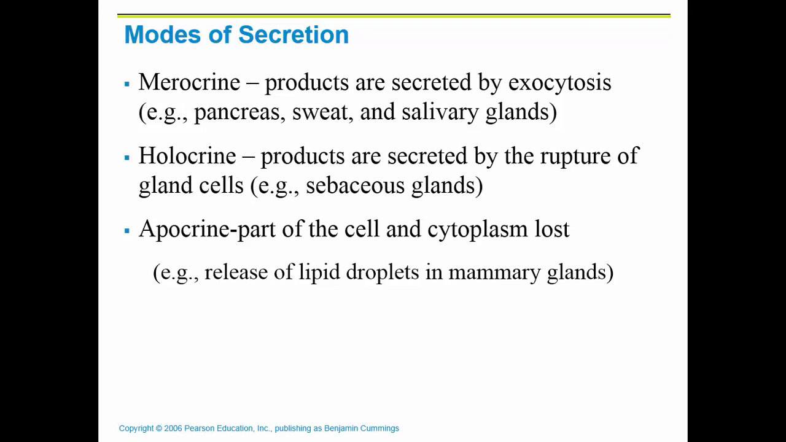There's also a holocrine gland where the products are secreted by the rupture of the cell itself. So when we're talking about holocrine glands, the whole cell is going to be lost when it secretes its products. And an apocrine gland is just when part of the cell and cytoplasm is lost. So we're not losing the entire cell, but we're losing part of the cell to the secretion.